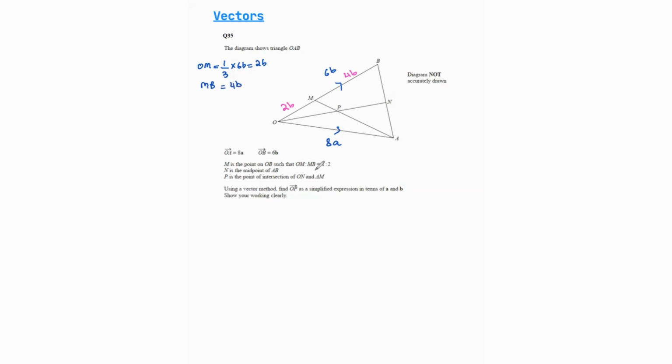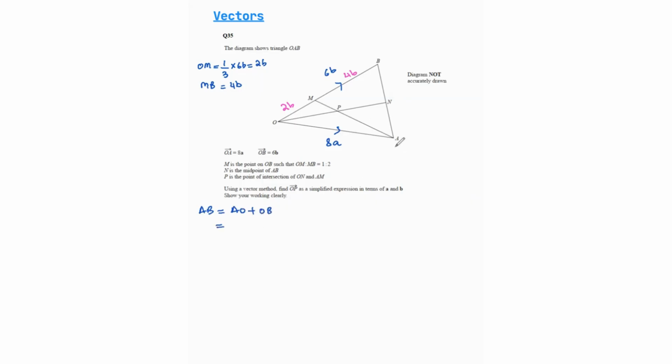N is the midpoint of AB. P is the point of intersection of ON and AM. Use a vector method, find OP as a simplified expression in terms of a and b. Show your working clearly. So first, let's find AB, just AO plus OB.